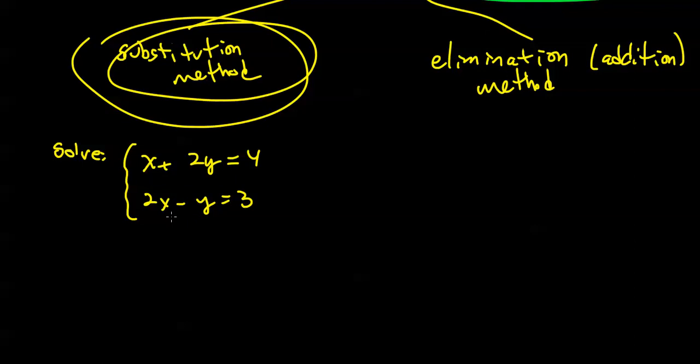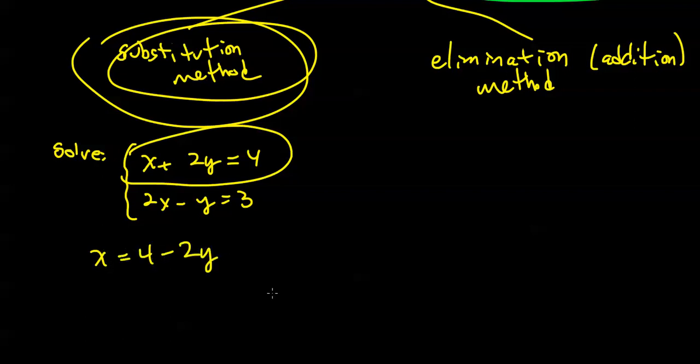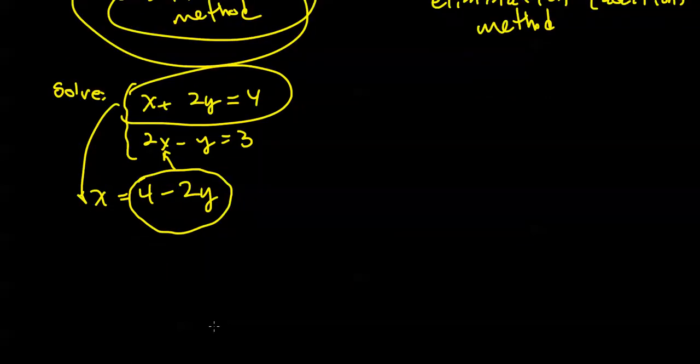Let me show you what I mean here. If I look at this first equation, I can solve for x with one very simple step: subtract 2y from both sides. Can I not? And then what I propose to do is substitute this expression for x in the other equation. That will leave me with one equation with one variable, which I should be able to solve very easily. So I get the resulting equation 2 times (4 minus 2y) minus y equals 3 with that substitution.